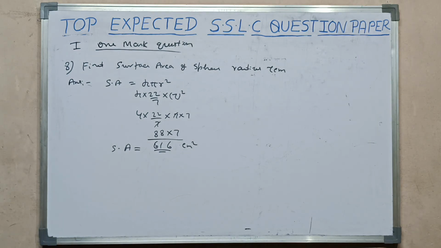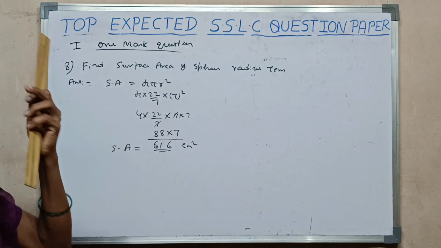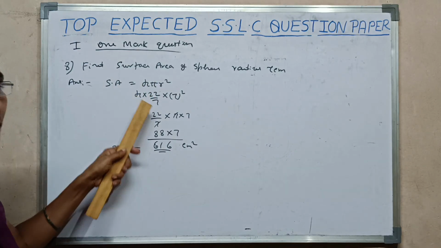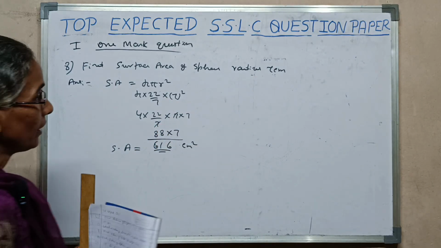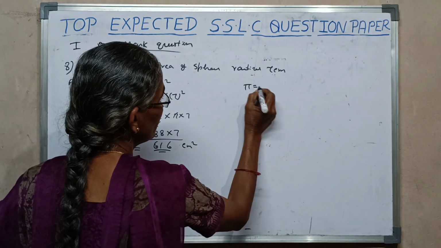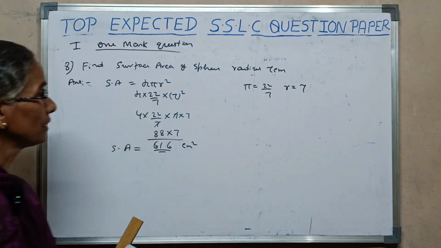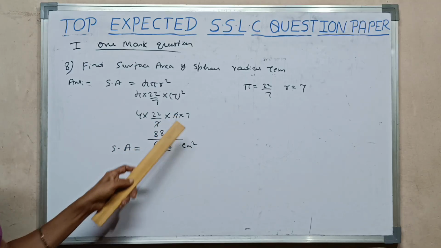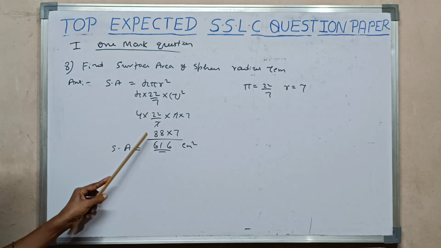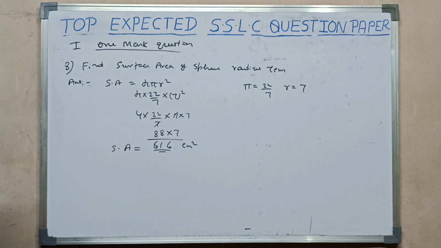Here, find surface area of sphere, radius is 7 centimeter. Surface area formula is 4 pi r square. Here pi value is 22 by 7. R is 7 centimeter radius. So 7 square is 7 into 7. So 7 7 cancel. 4 into 22 is 88 into 7 is 616 centimeter square.